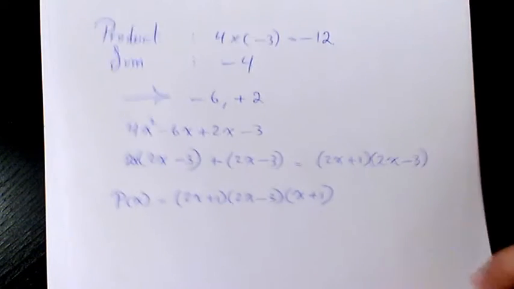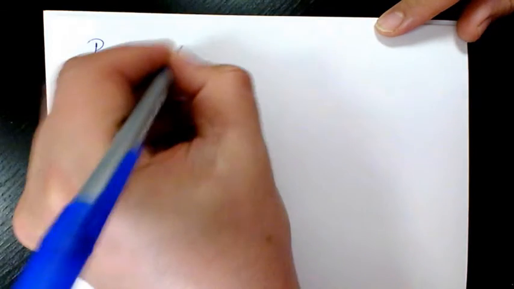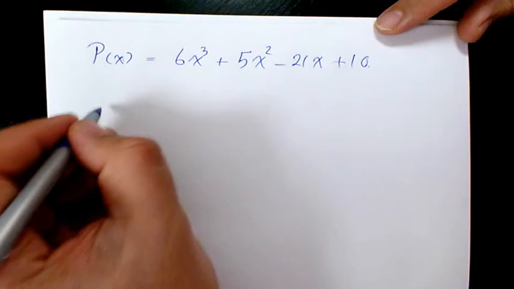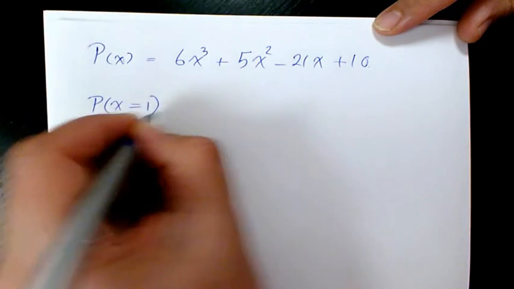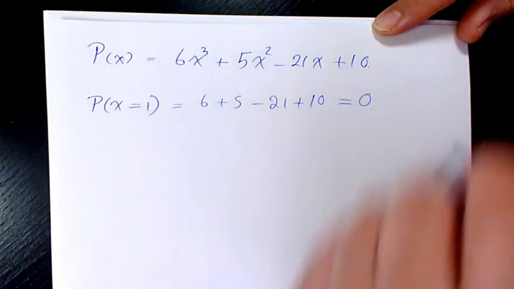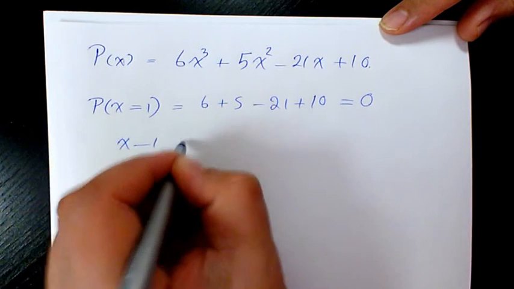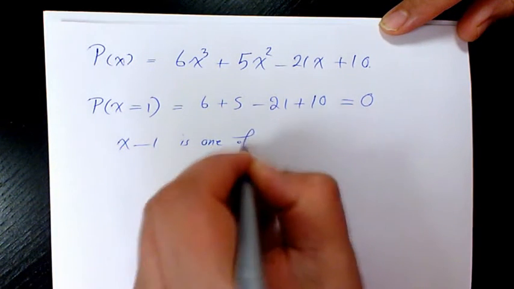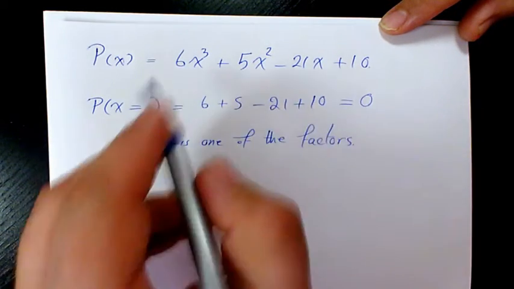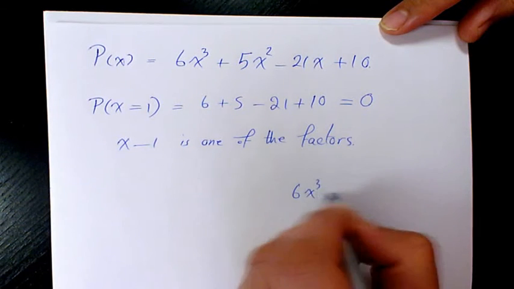Let's see the next example. P(x) equals 6x cubed plus 5x squared minus 21x plus 10. Here again we start with x equals 1, which is going to be 6 plus 5 minus 21 plus 10. As you see here, that's going to make it 0. So x minus 1 is one of the factors. So then you divide it, long division.